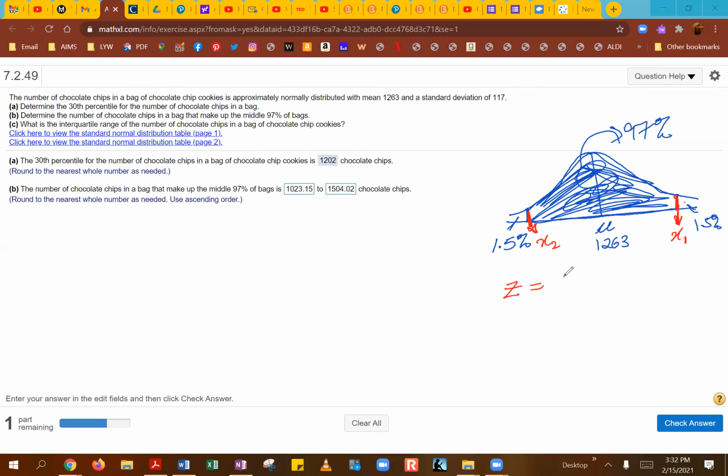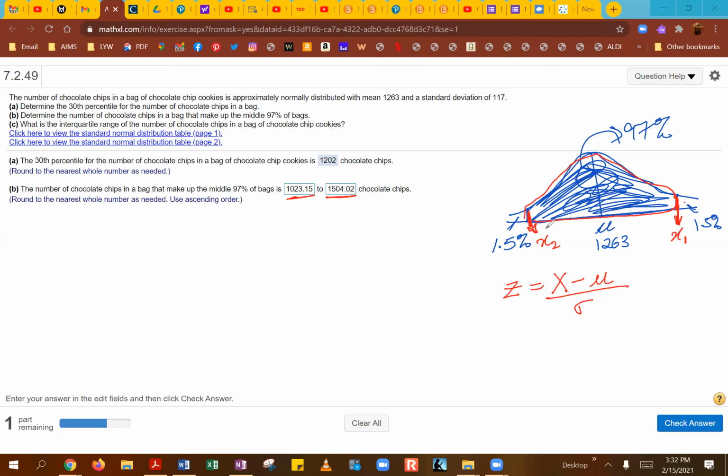So you are using this formula for your z-scores. Z equals X minus the mean, mu, divided by standard deviation. And this X is going to be our X1 and X2 unknown values that we're trying to find for this part B question over here. So first we have to figure out what these overall percentages are. So, of course, we know in the middle, we are looking at this 97%.